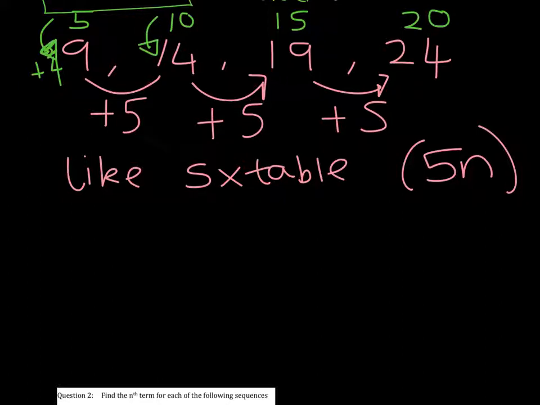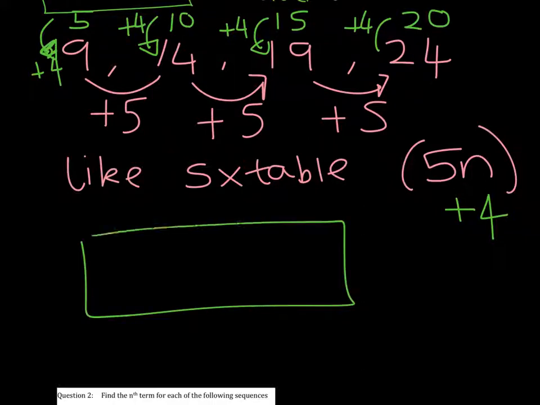The second term in the 5 times table is 10, but the second term in ours is 14, so that is also plus 4. And just check the final two. It's plus 4 to get from 15 to 19, and it's plus 4 to get from 20 to 24. So it's like the 5 times table, but it's got 4 added on. So its posh name, the nth term, is 5n plus 4.